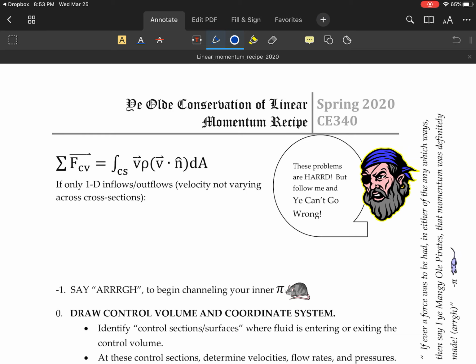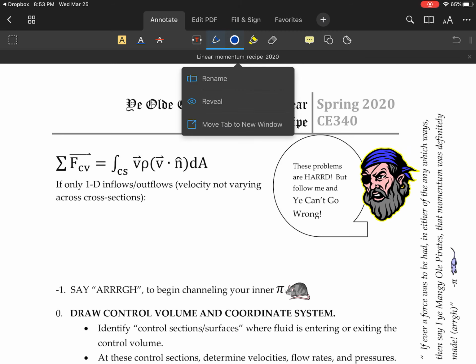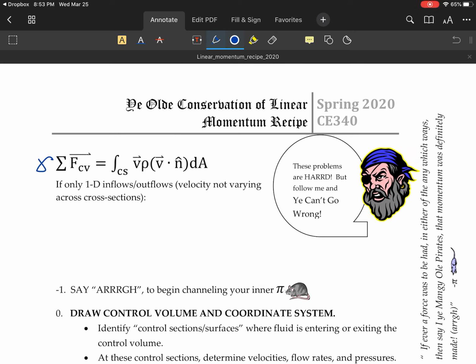Okay, so we have the conservation of linear momentum, and this is a recipe that's going to allow you to do this. So the main equation is shown here. This is the conservation of linear momentum. It's actually 3 equations, so I'll just show it to you in the x direction and you'll get the idea for how you would do it in the y and the z directions. We have the sum of the forces on the control volume in the x direction for the x equation.